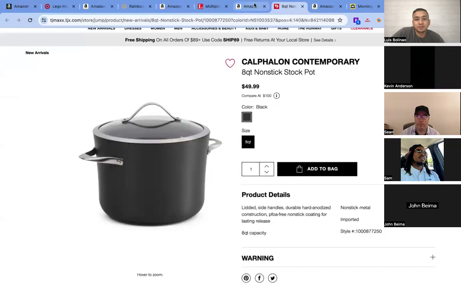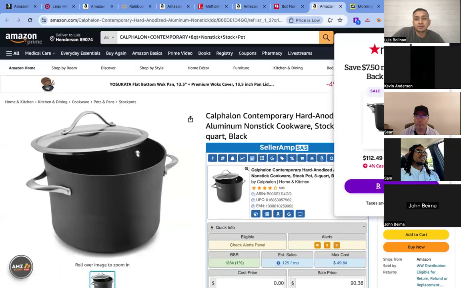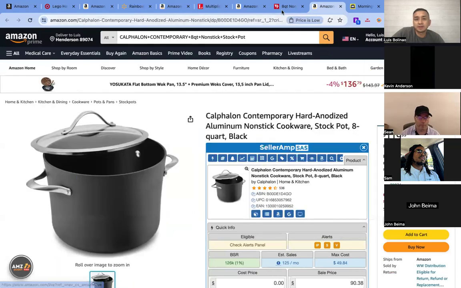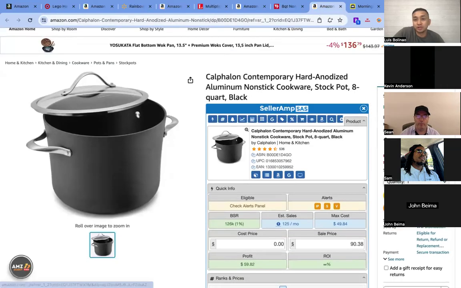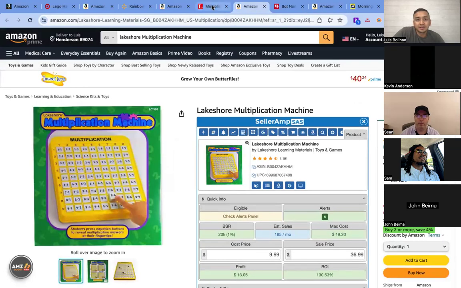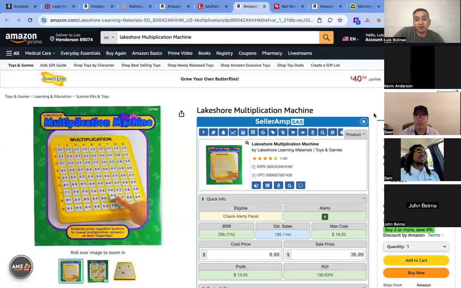And then this one is a cooking pot for like 50 bucks from TJ Maxx, and the same product on Amazon for about 120. And then this one is a toy from lakeshorelearning.com for about $15, and the same product on Amazon for about $37. So you guys are probably all in business. This is just basic arbitrage, right? We're buying something for a low cost and reselling the product on Amazon for a higher cost.